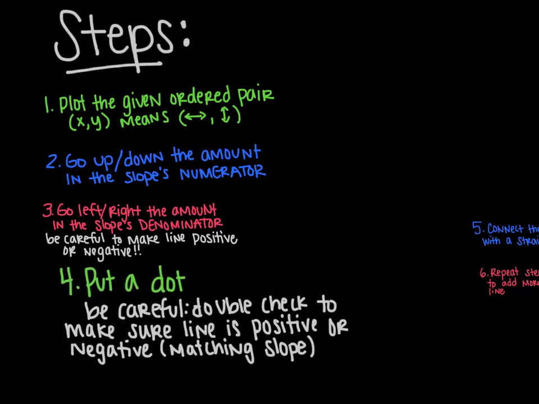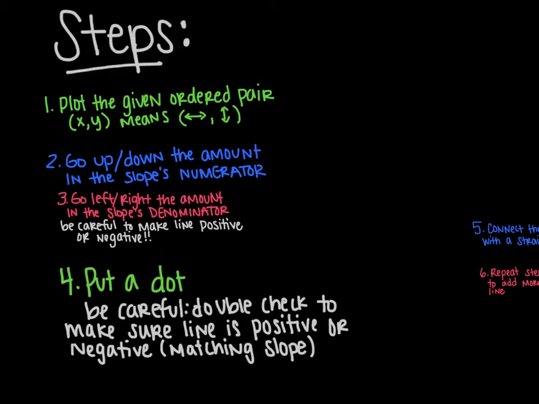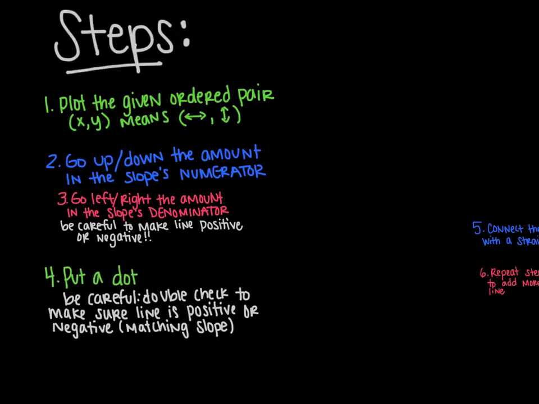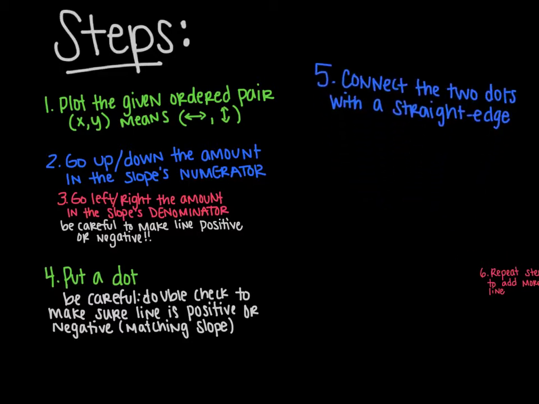Step number 4, you're going to put a dot in that spot. Again, you want to double check to make sure that after you have those 2 dots, that the line is positive if it's supposed to be positive, or negative if the slope is negative. That's a huge reminder, because that's where you're going to go wrong if you do.